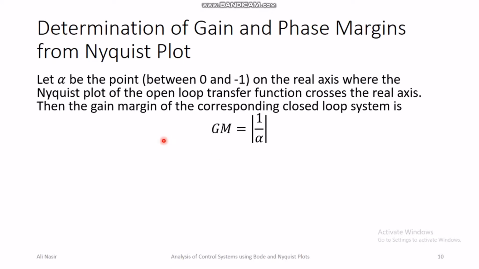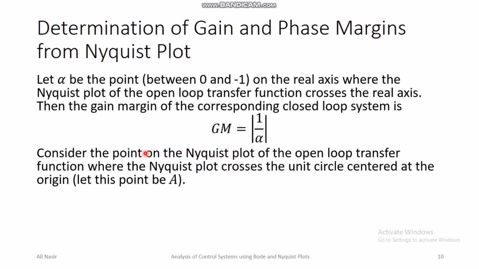Now consider the point on the Nyquist plot of the open loop transfer function where the Nyquist plot crosses the unit circle. In order to determine the phase margin using the Nyquist plot, you have to sketch a unit circle centered at the origin. And once you sketch the unit circle centered at the origin, then you have to see where the Nyquist plot intersects with this unit circle.